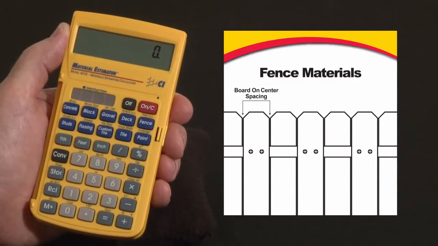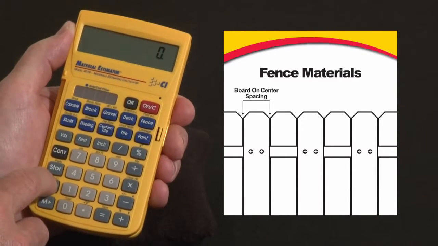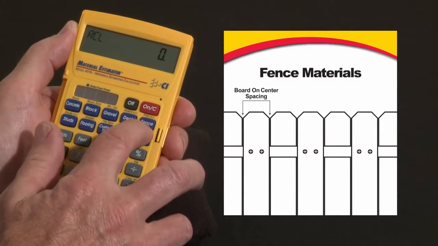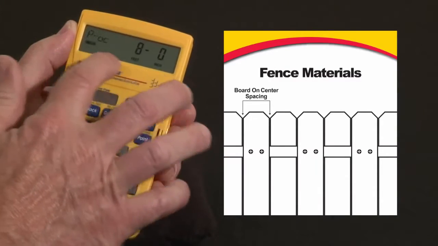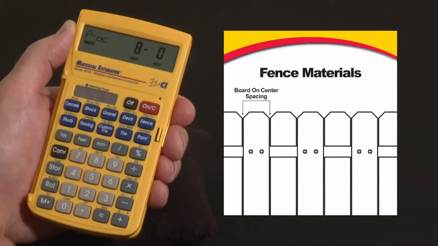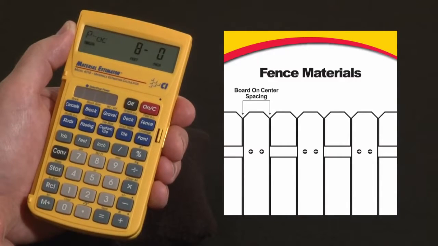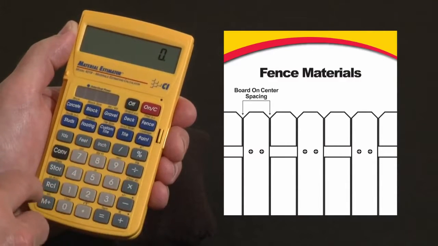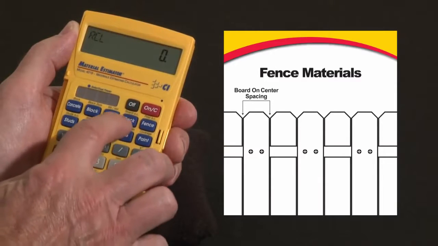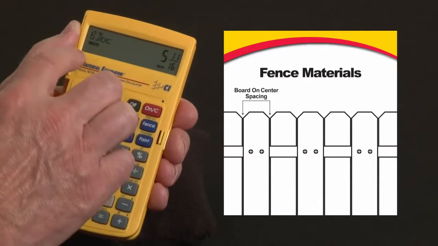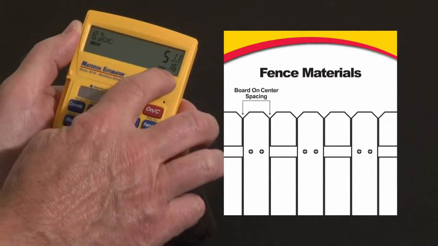First of all, the way to check your default settings is to hit recall fence. Above the fence key it says post on center. We have it set for 8-foot on center. You can change that to whatever you want, but for this example we'll leave it at that. As well as the fence board width: board on center is 5 11/16.